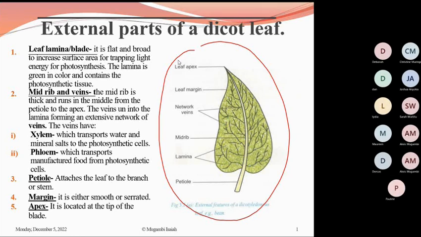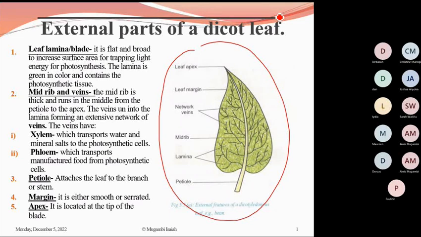We have already seen how we can use leaves in a dichotomous key, with the type, the venation, and all that. So understand this well so that you don't miss the details. The leaf lamina or blade is flat and broad, to increase the surface area for trapping energy for photosynthesis.